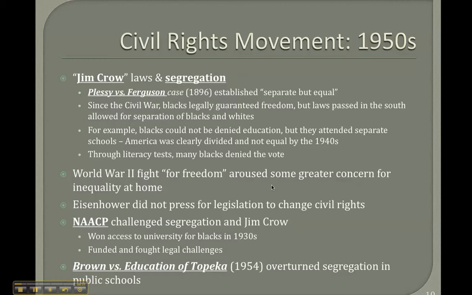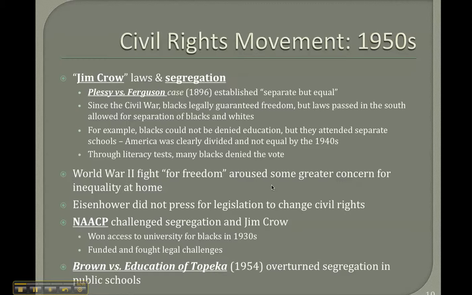And of course, this allowed for a lot of southern states to really discriminate against blacks. Blacks could be denied education. They had to go to their own schools. They couldn't attend certain hospitals. They couldn't sit in certain restaurants. Or rather, they could, but they would have to sit in their own sections. They couldn't intermingle with whites, and it really created a two-tiered system in the United States.